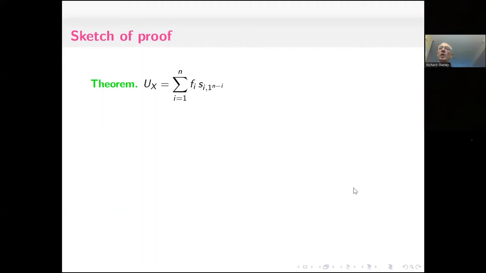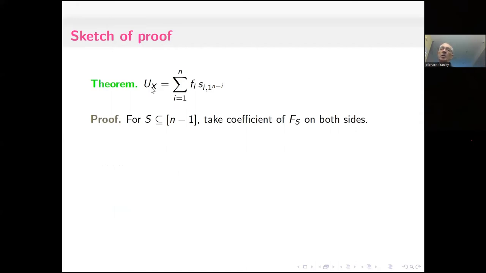Okay, so let's indicate how you prove this theorem. Look at this for any S subset of N minus 1. I'll take the coefficient of FS on both sides of this equality that we want to prove. So the left-hand side, by the definition of UX, is going to be the number of permutations in Sn whose X descent set is S.